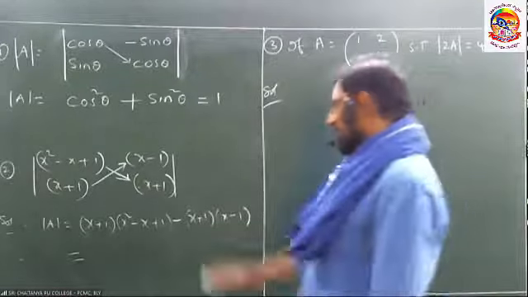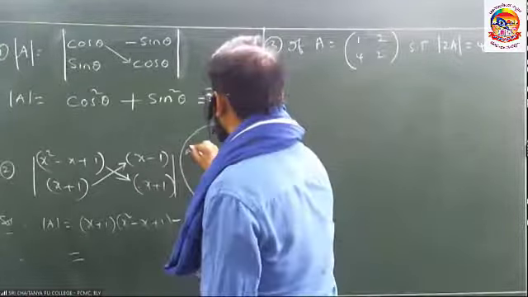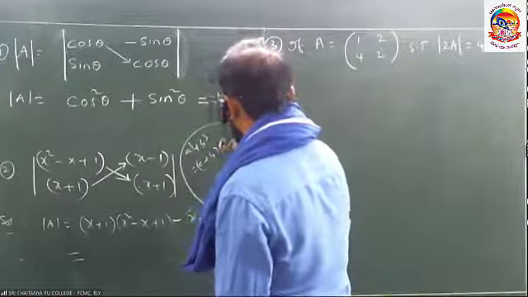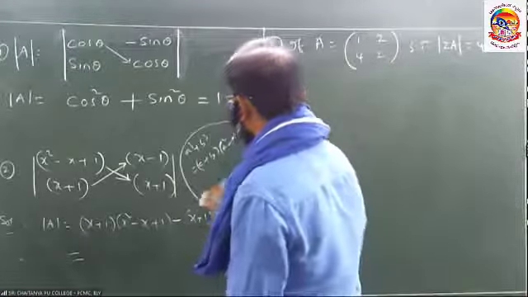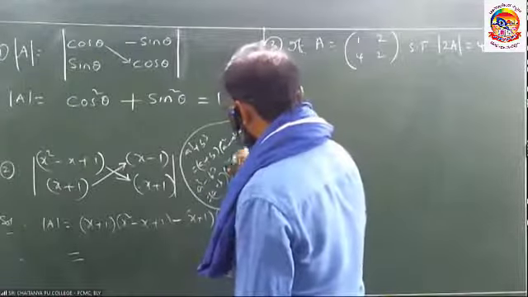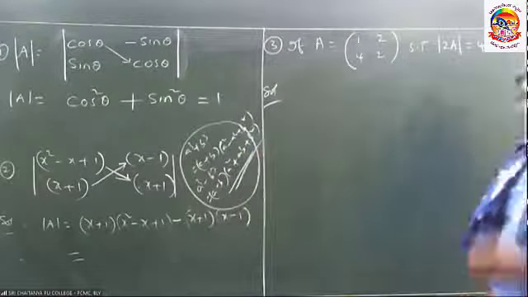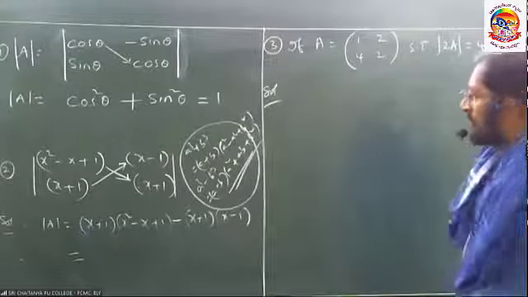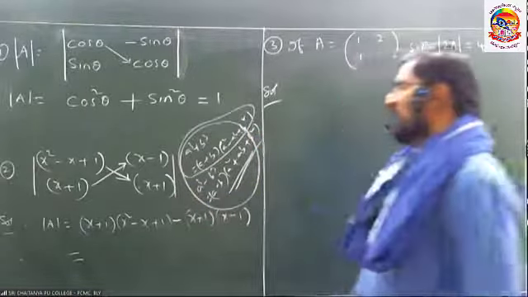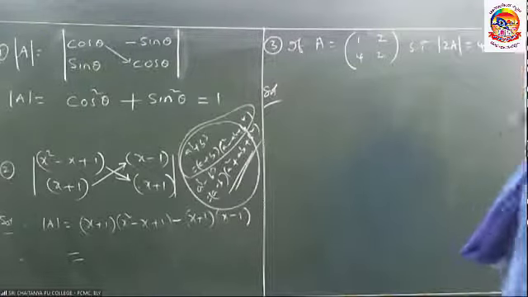Hope you understood this answer. So this is the formula which you should use for this one here. That is x cube plus 1 minus x square minus 1. Minus of minus, it is positive.